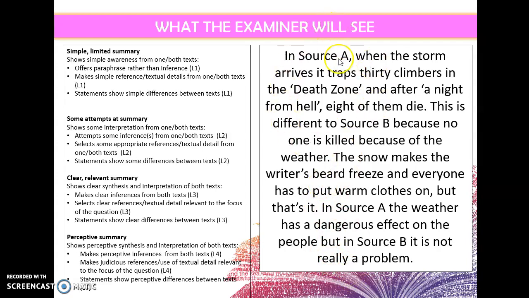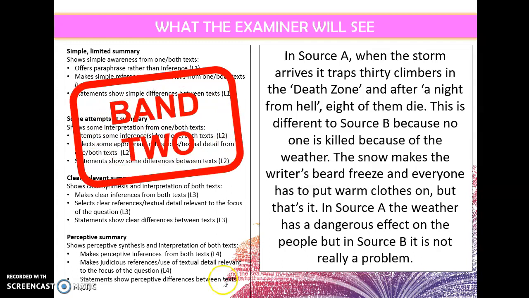What they've done here with source A is the best bit of this answer, because they've quoted it clearly, and they've also explained how that effect is different. So there's a little bit of inference here about it being dangerous and how it's affected people. And that would get band 2. So those skills that I've talked about are those band 2 skills.